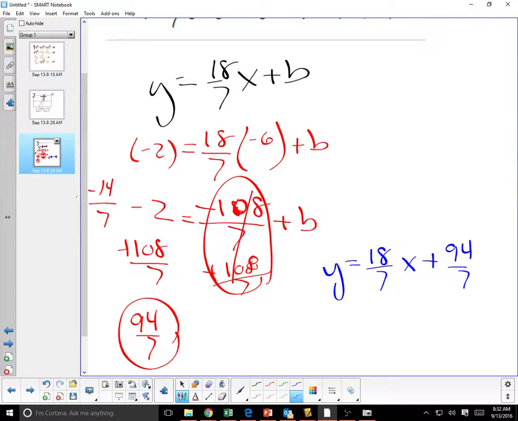Yeah? After you added the 108 sevenths, I got lost. I just added these two, or I combined those two. But where'd you get the 14 sevenths? Remember, it was equal to negative 2. Can I add those? Not without common denominators. So what I did was convert this negative 2 into a common denominator fraction. Cool. And then I combined them, and I got the 94 sevenths. All right. Thank you. Great question.